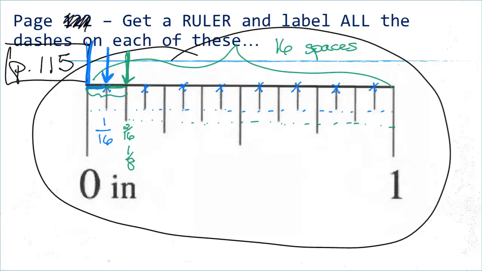Okay? So, this is 1/16. This is 2/16, which simplifies to this. This mark has the same length as this. So this is also a 16th, but it is 1, 2, 3/16. So put down 3/16.